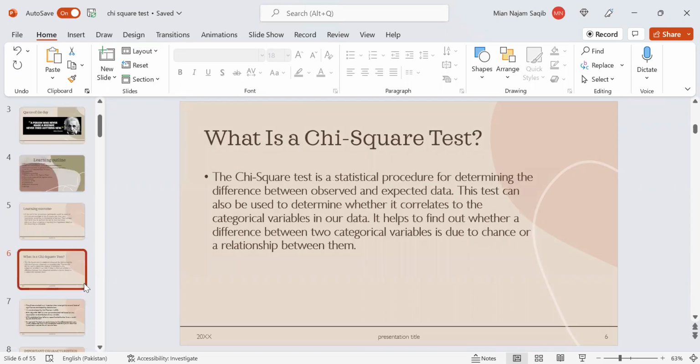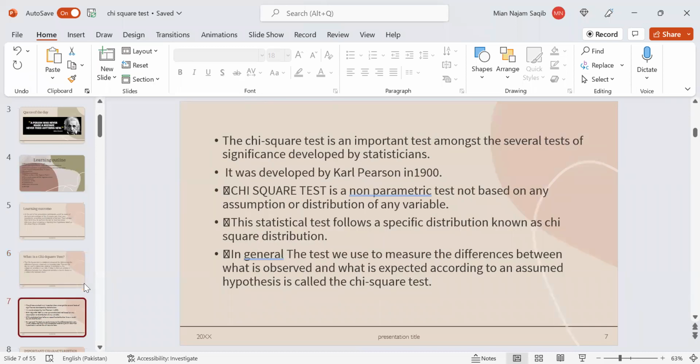What is the chi-square test? The chi-square test is a statistical procedure for determining the difference between observed and expected data. This test can also be used to determine whether it correlates to the categorical variables in our data. It helps to find out whether a difference between the two categorical variables is due to chance or due to a relationship between them.